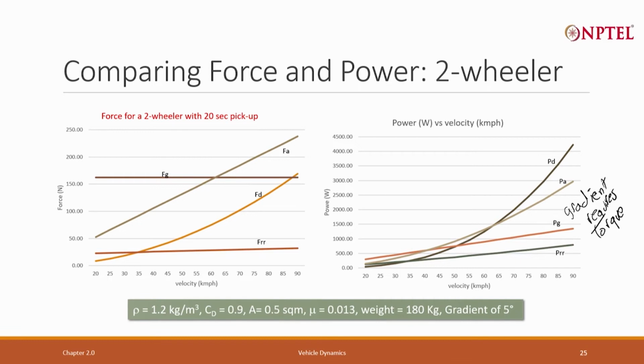If I have 700 watts of power, it is enough to travel at 15 kilometer per hour. But if I want to travel at higher slope, you will have a problem.